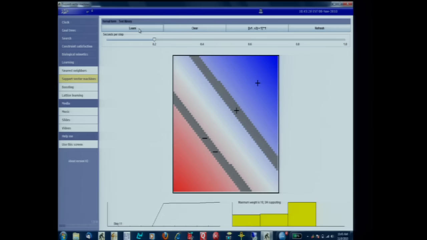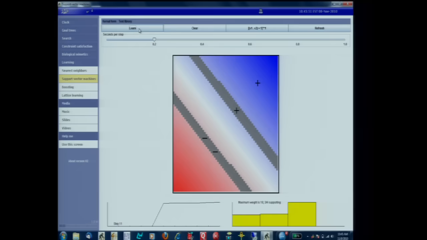And you can see that the two negative samples both figure into the solution. The weights on the Lagrangian multipliers are given by those little yellow bars. So the two negatives participate in the solution, as does one of the positives, but the other positive doesn't, so it has a 0 weight. So everything worked out well.